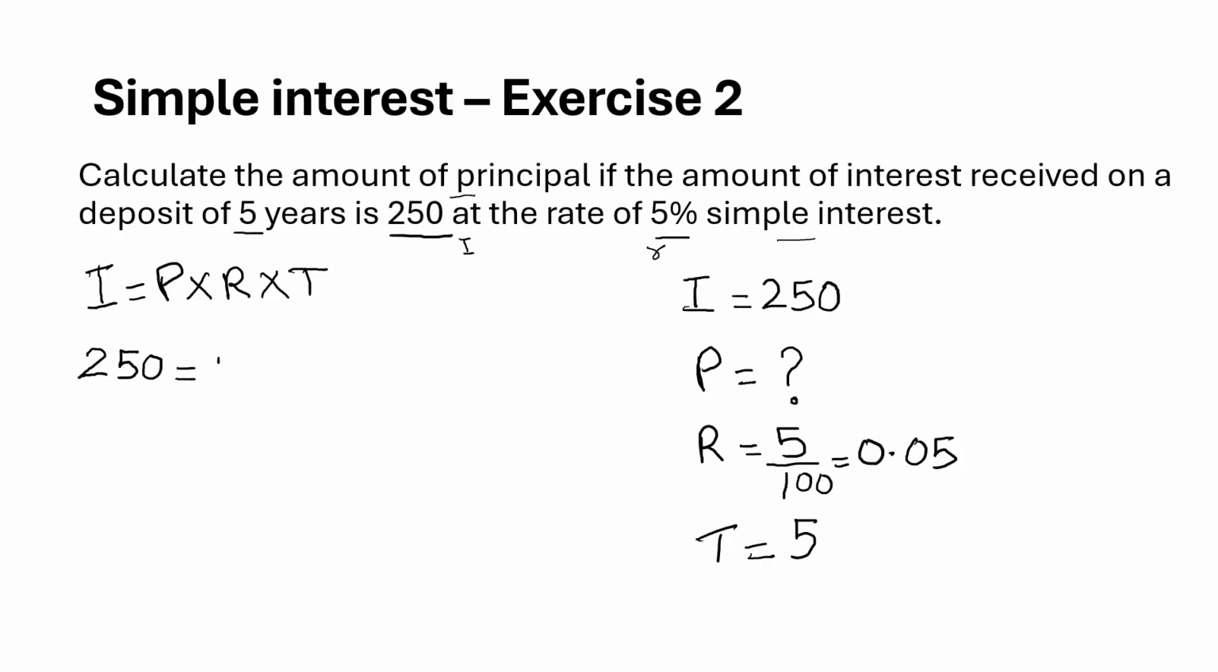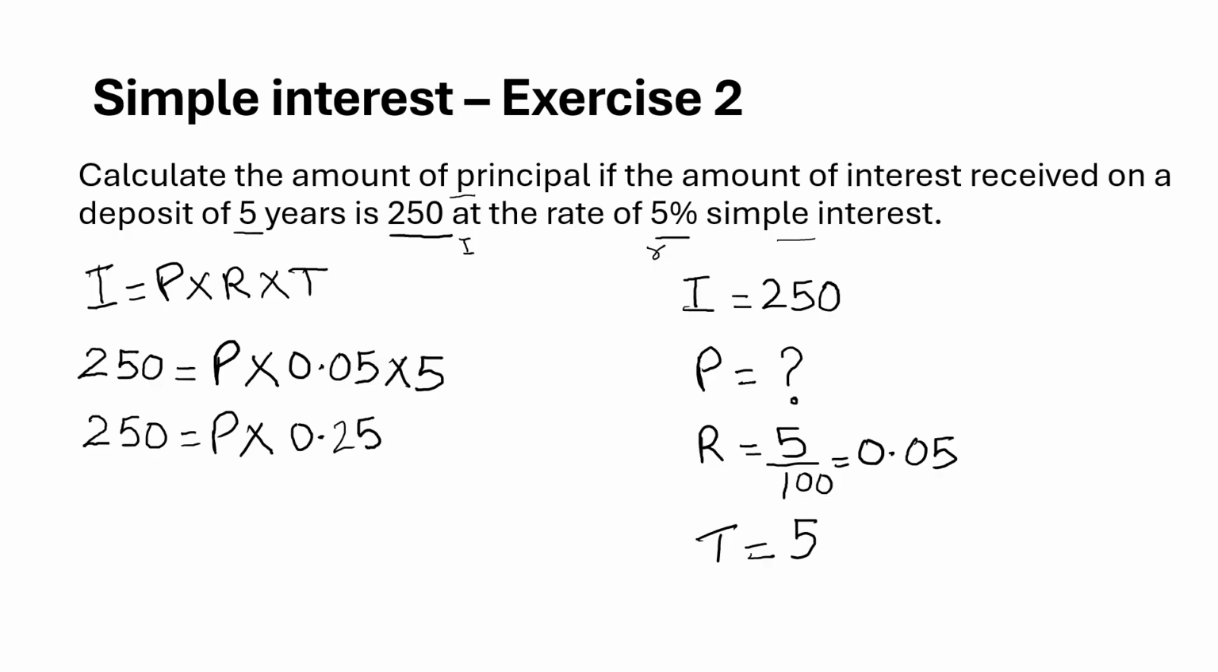is equal to P. P is not given, we need to find out P, the principal amount, multiplied by R. R is 0.05 and then multiply by T, which is the time period, which is 5. So now we will simplify and solve it. 250 is equal to P multiply by, take it on the calculator, 0.05 multiply by 5. What answer will you get? You will get 0.25.